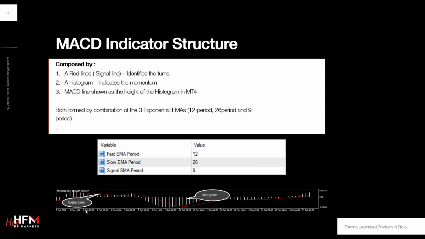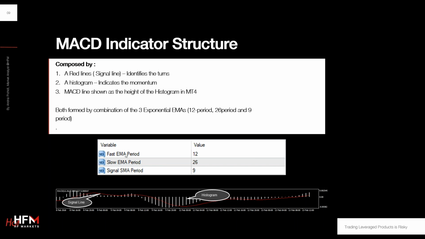As I said, we have the histogram, we have the red line, otherwise called signal line. So the signal line identifies the turns. What we mean by that? Identifies the direction, identifies when the trend is about to change from upwards to downwards or from downwards to upwards, or whether it's consolidating. So it identifies any reversals. So the red line gives us direction and reversal signals.